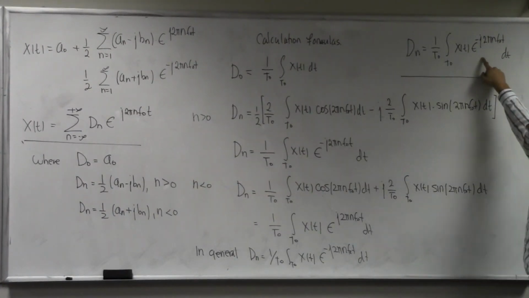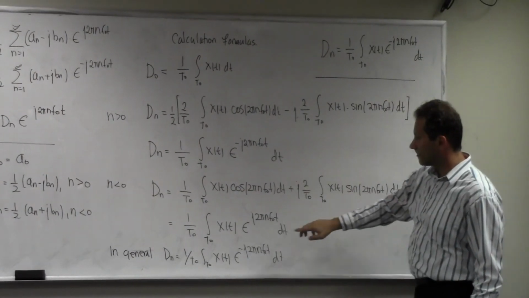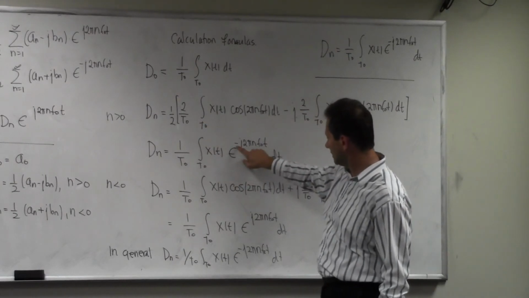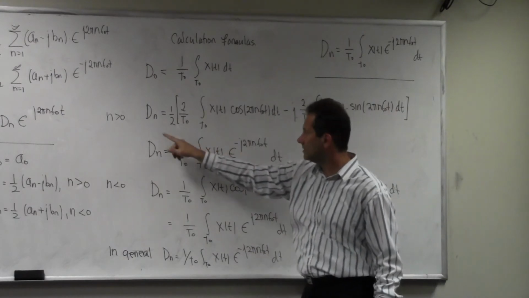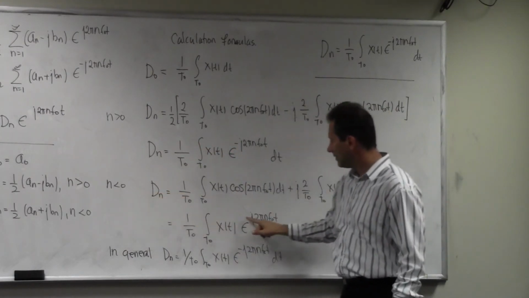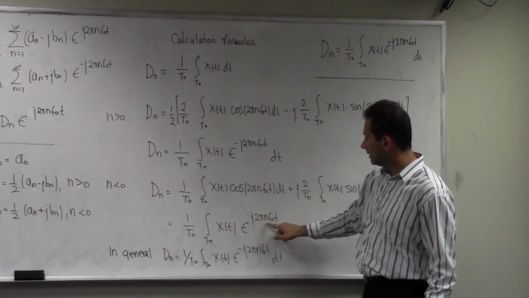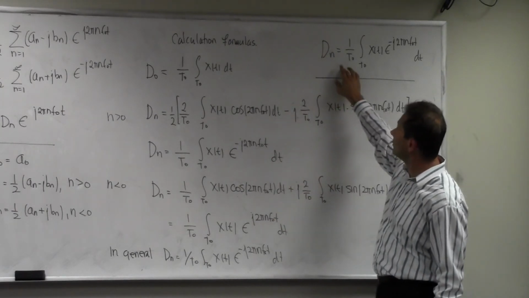And then when you do the calculations, you can see that for positive n's, you have a minus here. For negative n's, you have a plus here, right? But it's essentially the same formula, right?